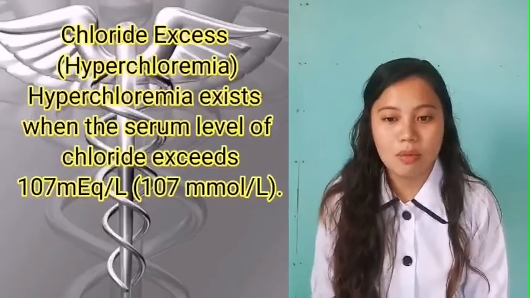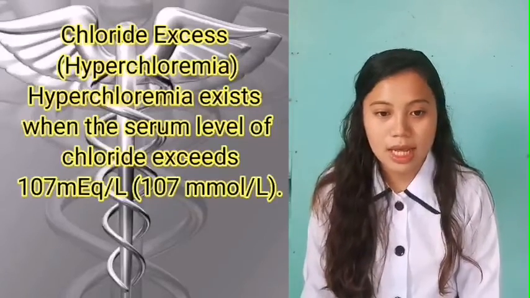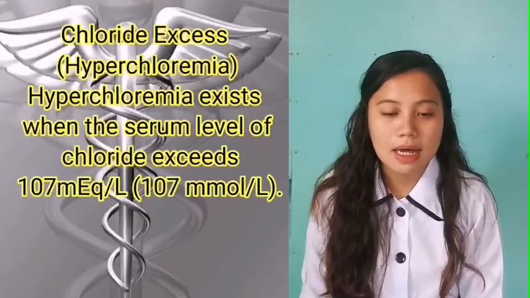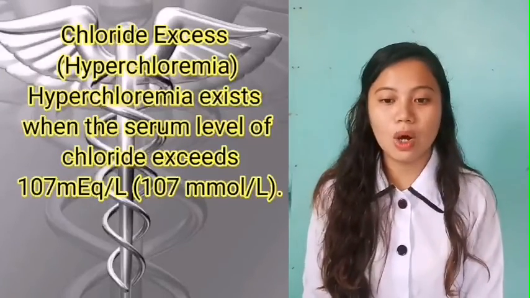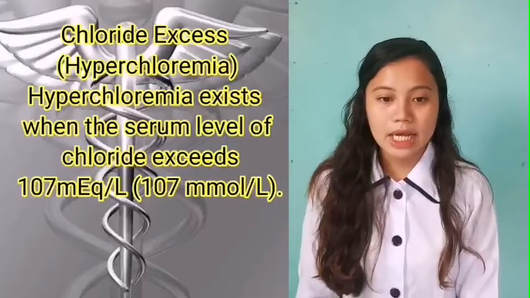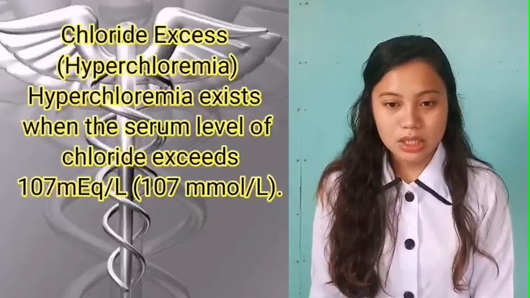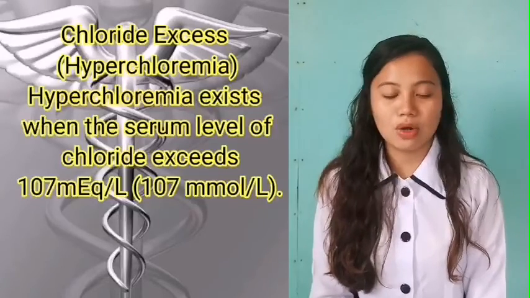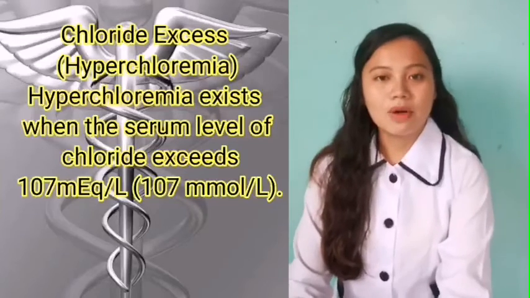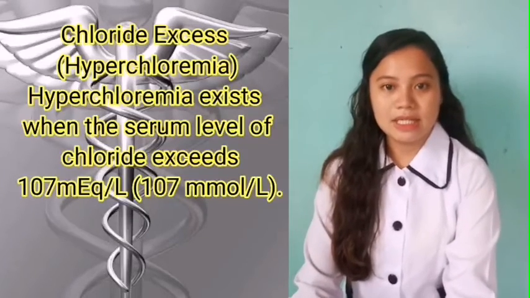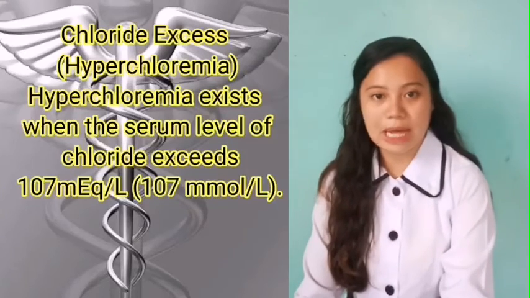Head trauma, increased perspiration, excessive adrenocortical hormone production, and decreased glomerular filtration can lead to a high serum chloride level. Okay, I'm going to explain the last part, gerontology considerations of our topic.